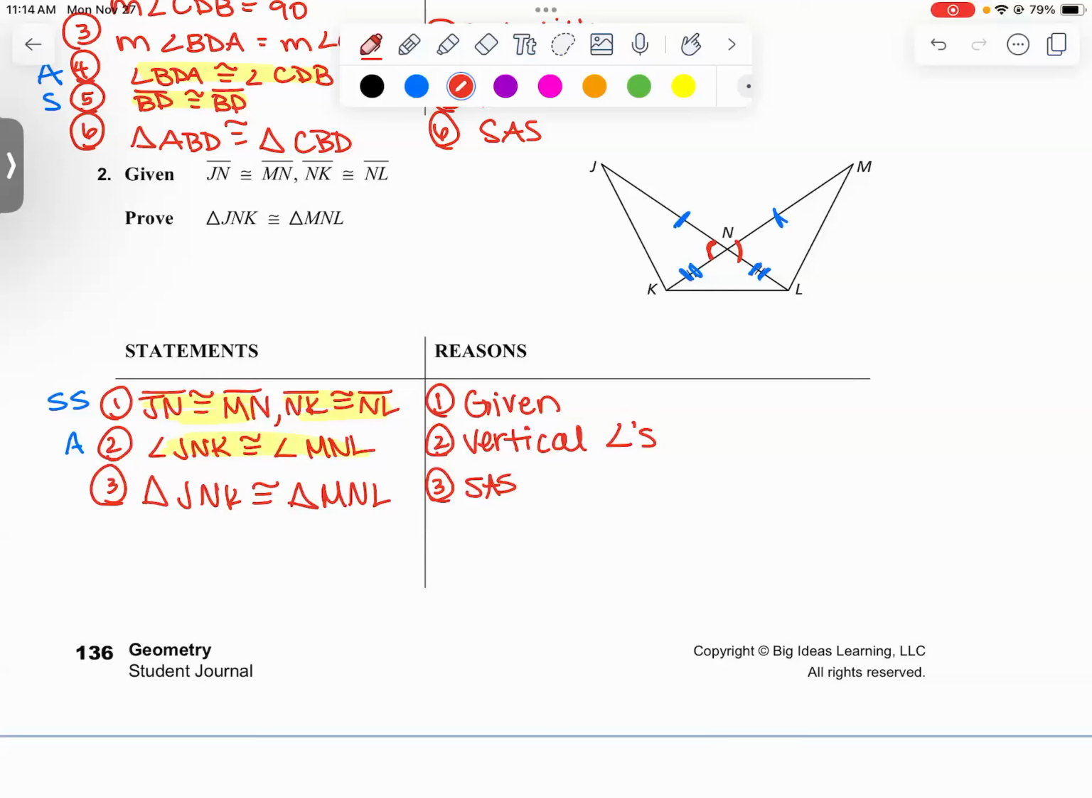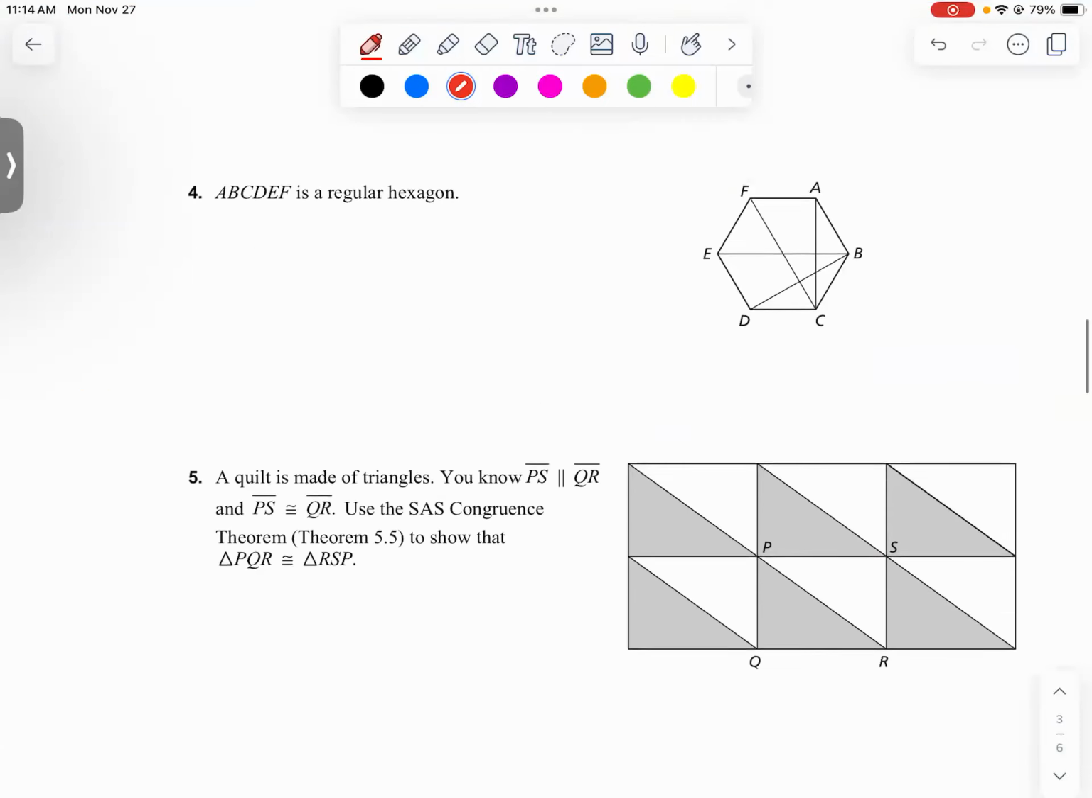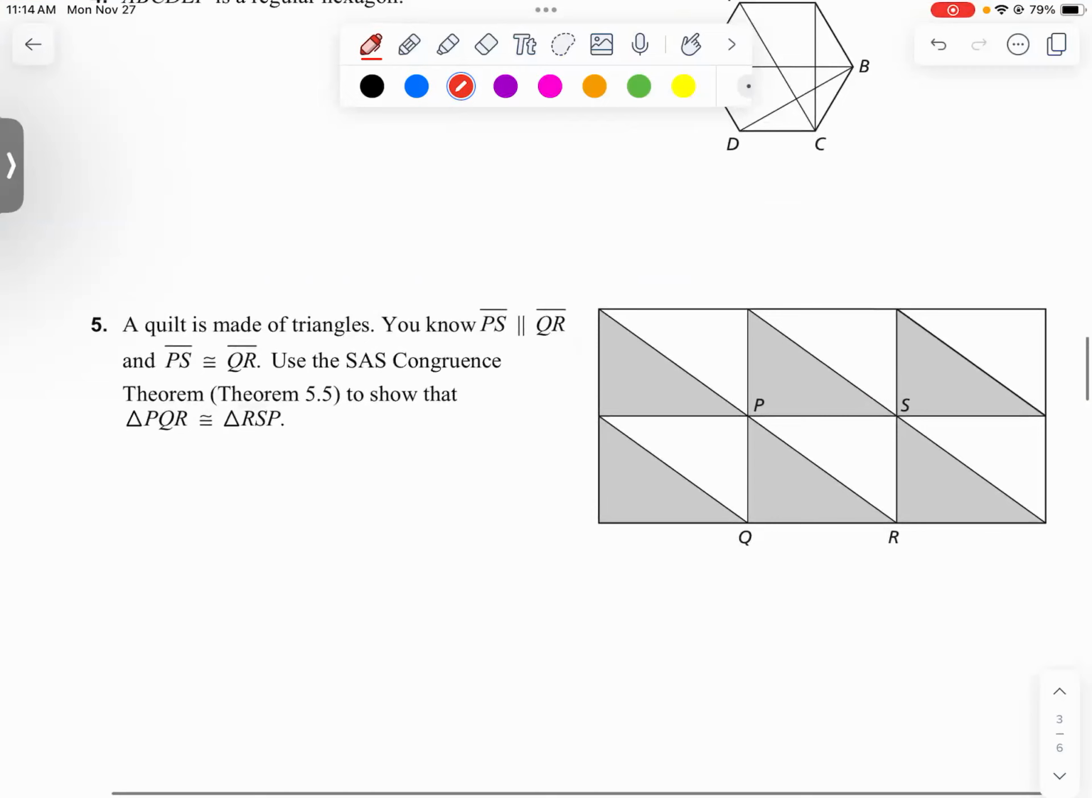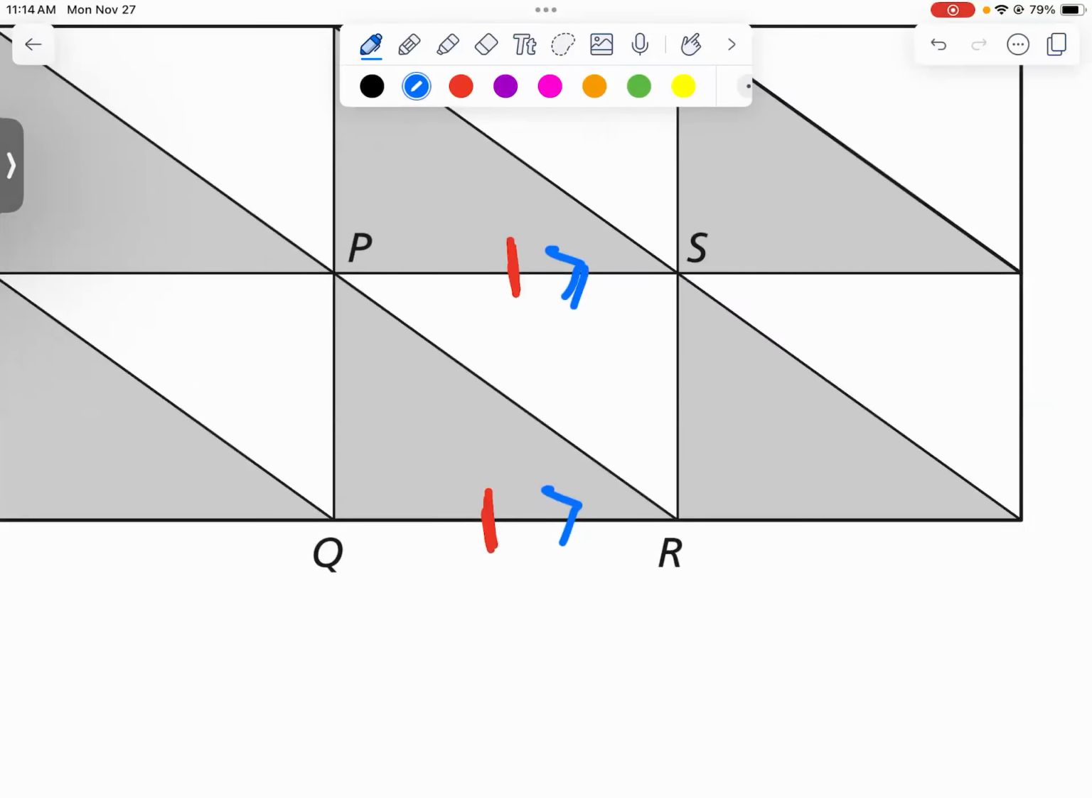Now I'm not going to go completely through this proof, but do you see this quilt over here on the other side? PS and PQ are congruent. Let's go ahead and mark that. We also know that PS and QR are parallel. If those are congruent and parallel, how are we going to prove those two triangles are congruent with side angle side?